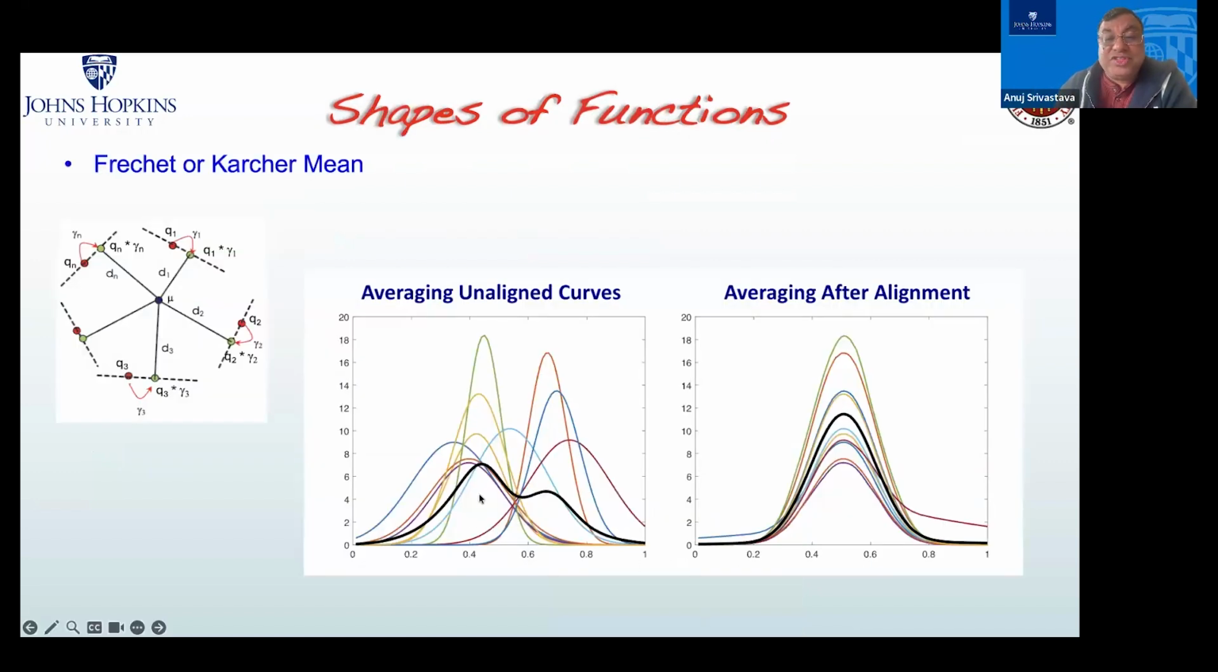This is the example for just scalar functions. I have some unimodal functions. It's just toy data. I use this algorithm to align and average. If I don't align and simply average, I get this black curve. But if I align and then average, I get this black curve, which is a better representative of the shape because these were unimodal curves.